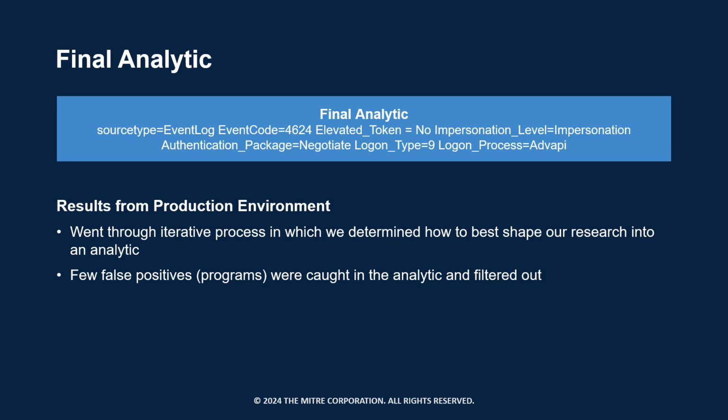After testing through multiple implementations, our final analytic is as follows. Source type equals event log, event code equals 4624, elevated token equals no, impersonation level equals impersonation, authentication package equals negotiate, logon type equals 9, logon process equals Advapi. We went through an iterative process in which we determined how to best shape the research into an analytic. After a few weeks of testing, we were able to create an analytic to detect our malicious behavior. A few false positives were caught while testing our analytic and filtered out of the system. Now, we can continue on to sharing our results.